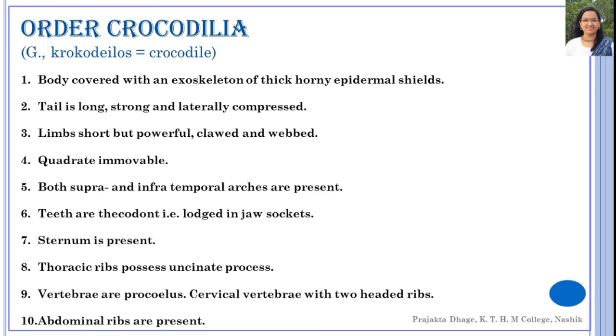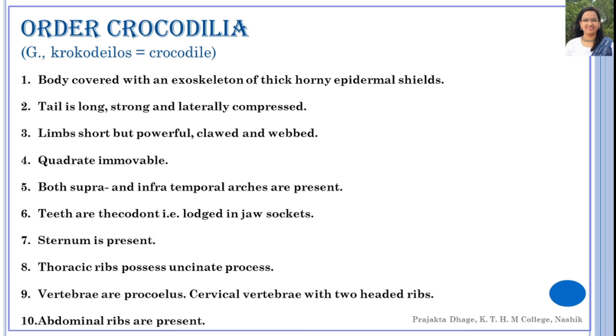So these are freshwater and predatory carnivorous forms. Okay, the body is covered with exoskeleton of thick horny epidermal shields. Now tail is long, strong and laterally compressed. Limbs are short, powerful, clawed and webbed. Quadrate is immovable. Both supra and infratemporal arches are present. Teeth are thecodont, lodged in jaw sockets.